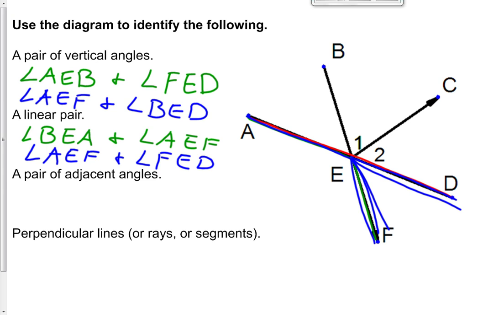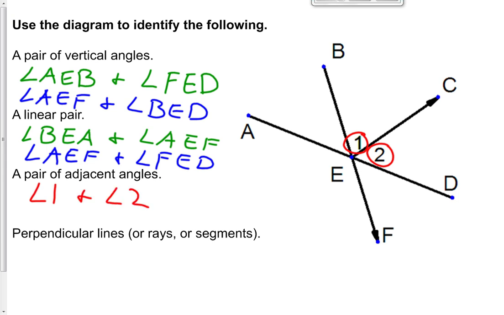Name a pair of adjacent angles. Adjacent angles share a vertex and share a common side. So in my layman's terms, it's two neighboring angles, angles that border each other. Angle 1 and angle 2 are two adjacent angles. I won't write the rest of them, but you could have said a lot of different examples. Angle 2 is adjacent to DEF. You could have said angle DEF is adjacent to this one, FEA. So there's a lot of different pairs of adjacent angles on this picture. Two angles that are right next to each other.